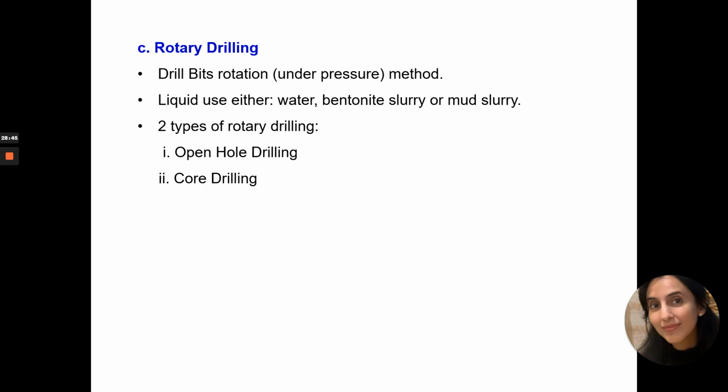You use drilling bits which rotate under pressure in the ground. For rotary drilling, they also use water or bentonite slurry or mud slurry, and again you will have a highly disturbed sample. You have two types of rotary drilling: open hole or core drilling. And not only what we've mentioned here, you have many other types of deep boring.